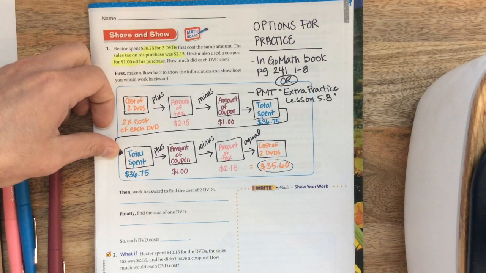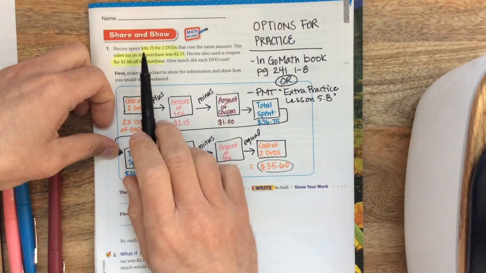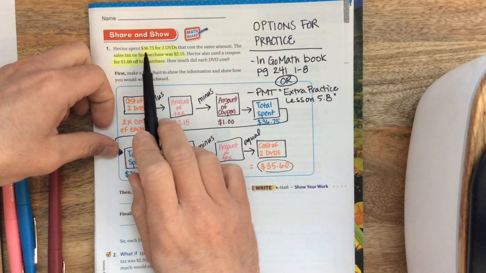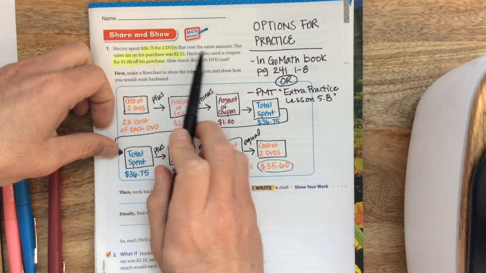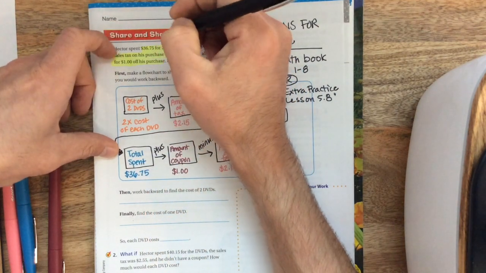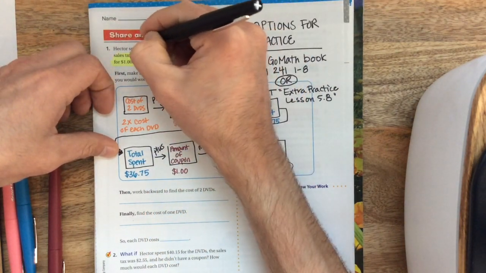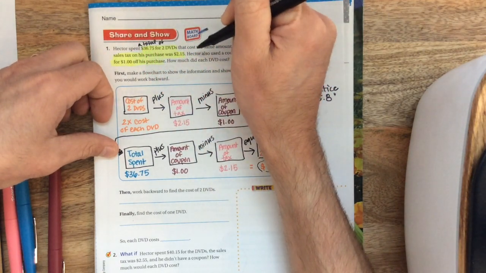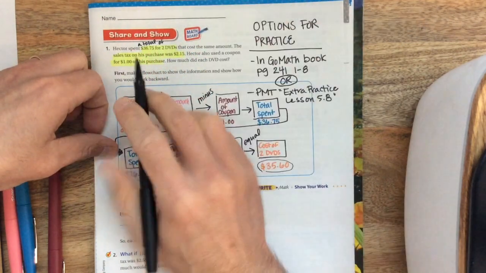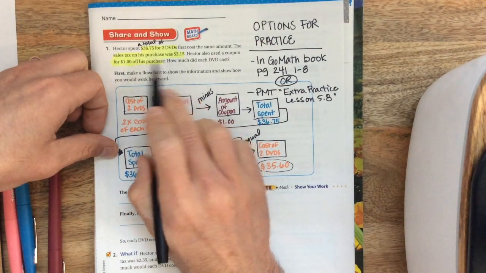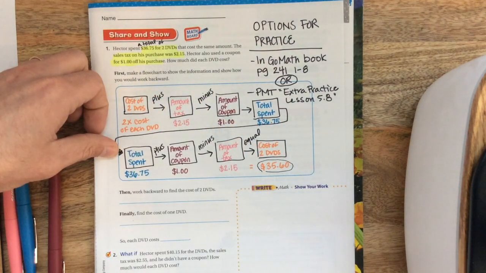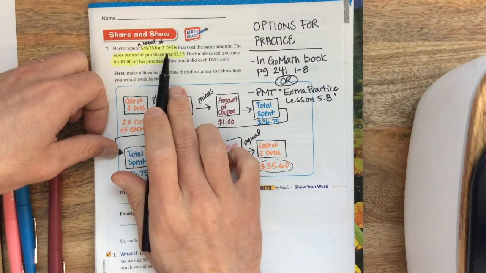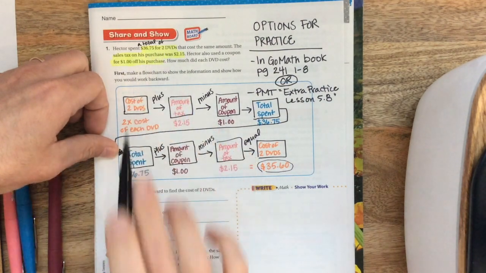I will be left with $35.60. One thing I don't like about this problem is at the beginning it says Hector spent $36.75 for 2 DVDs that cost the same amount. It should really say Hector spent a total of $36.75 for 2 DVDs that cost the same amount, and sales tax was $2.15, and he got $1 off his purchase, because it kind of makes it sound like the DVDs were $36.75.